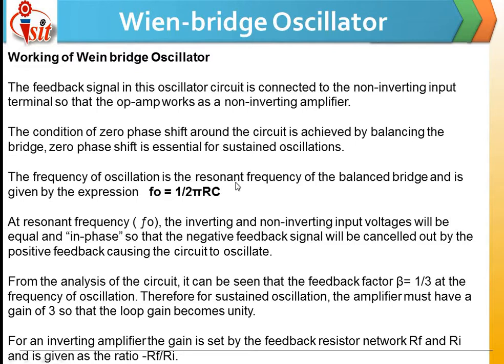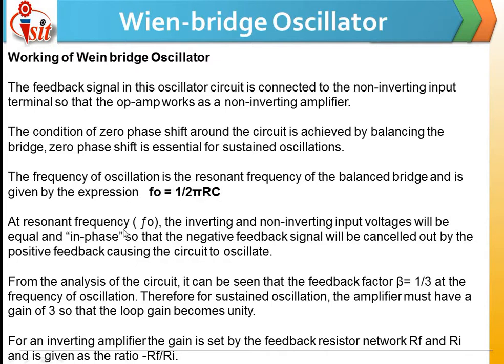Then the frequency of oscillations, the resonant frequency of the balanced bridge, is given by the expression F0, that is, the output frequency is denoted by the formula 1 divided by 2 pi RC. Here R is the resistance component and C is the capacitance component, and this is the oscillating frequency calculated. The frequency generated by that oscillator is F0 equal to 1 divided by 2 pi RC.